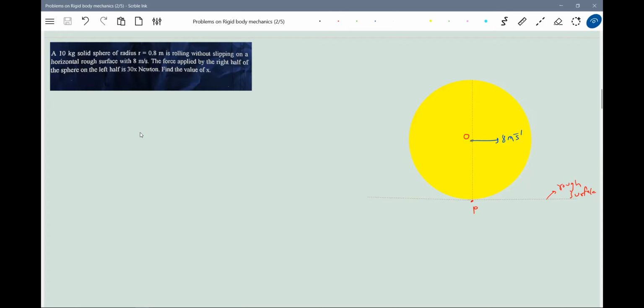Let me discuss instantaneous center. Shall we call this P the instantaneous center? What is O? O is the center of mass of the solid sphere. And what is P? P is the instantaneous center at that instant. The axis passing through point P will become the instantaneous axis of rotation.